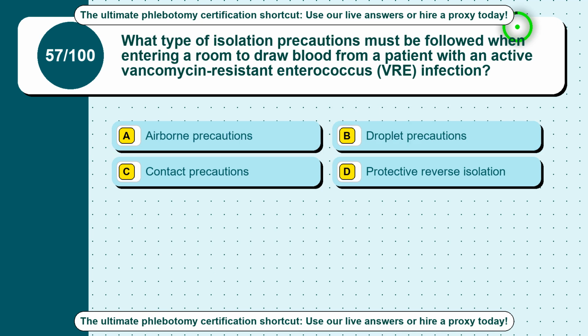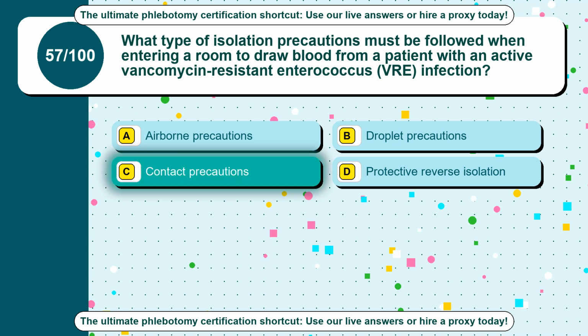Question 57. What type of isolation precautions must be followed when entering a room to draw blood from a patient with an active vancomycin-resistant enterococcus, VRE, infection? Option A, airborne precautions. Option B, droplet precautions. Option C, contact precautions. Option D, protective reverse isolation. The correct answer is option C, contact precautions.